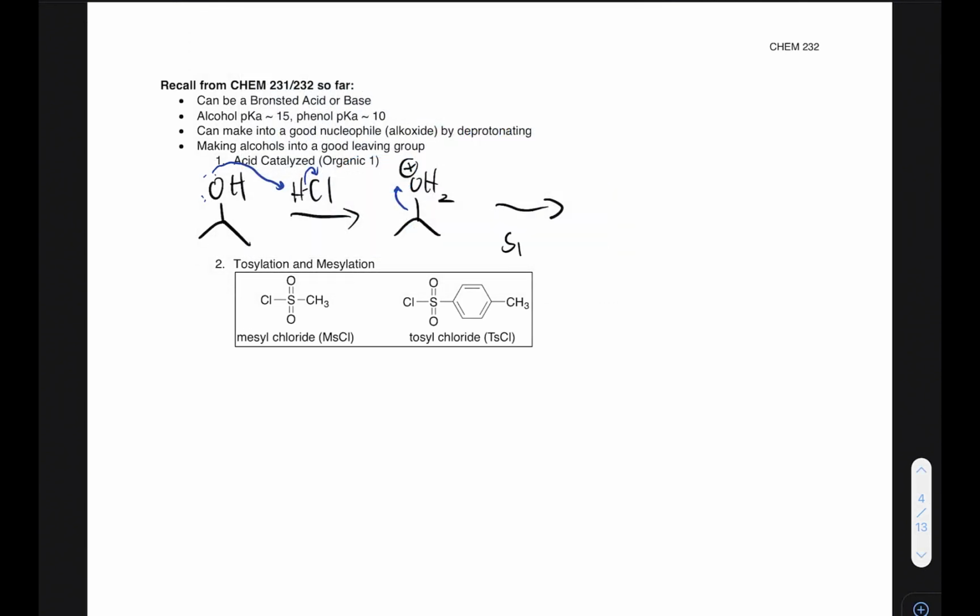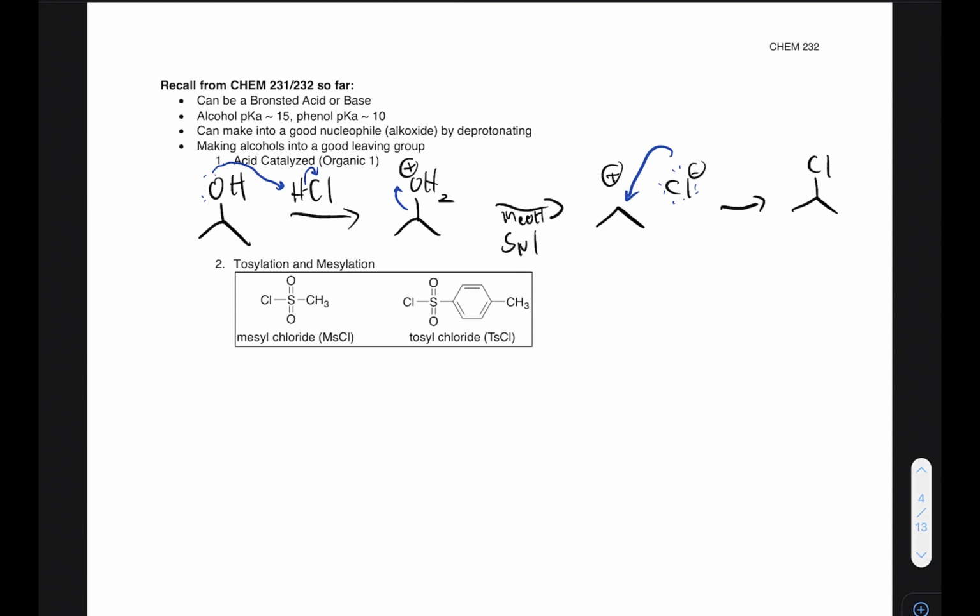So this is SN1. Let's say we have a polar protic solvent here, to keep that all good and relevant. And so now water has left as our leaving group, H2O is an amazing leaving group. And now we have a carbocation of which this nucleophile can come in and finish the job.